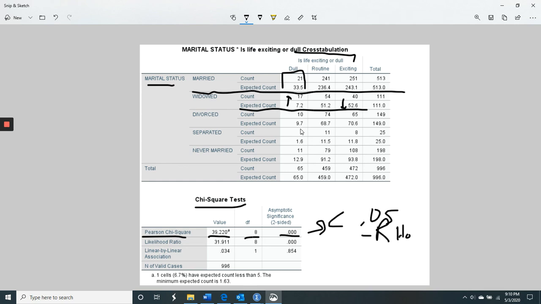Divorced. It kind of flips here. This is pretty close. This is almost 10 right here. I don't know if these are huge differences here. I wouldn't jump to conclusions here. Separated, we have so few separated people. And then married people, never married people.